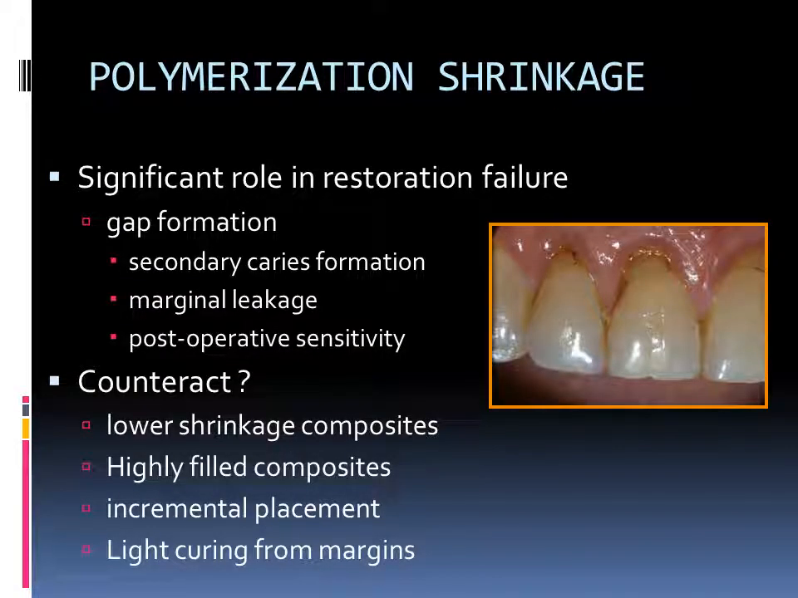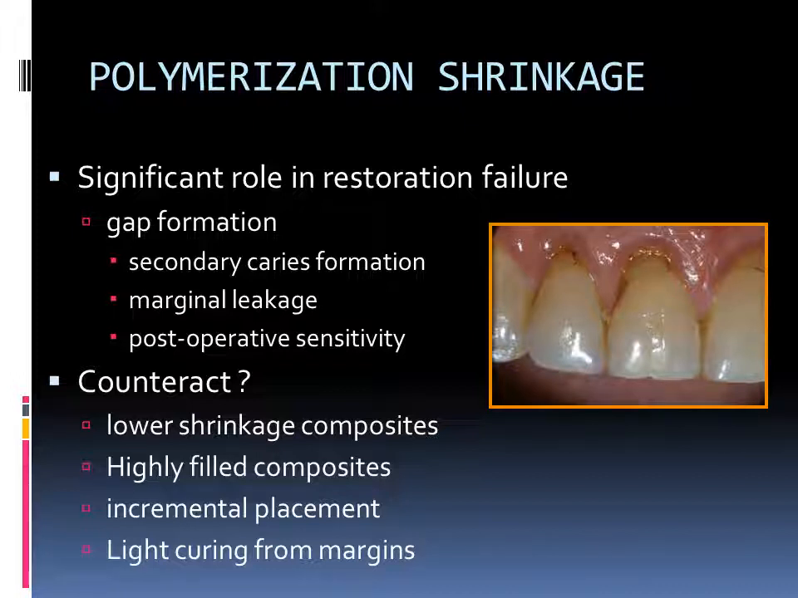Polymerization shrinkage plays a significant role in restoration failure. If we talk about the causes for composite failure, one of the major reasons is polymerization shrinkage. It leads to gap formation because obviously the filling shrinks away from the margins. Secondary caries may form, and marginal leakage, because of the accumulation of fluids, food and bacteria in the margins or the gap, and then postoperative sensitivity.